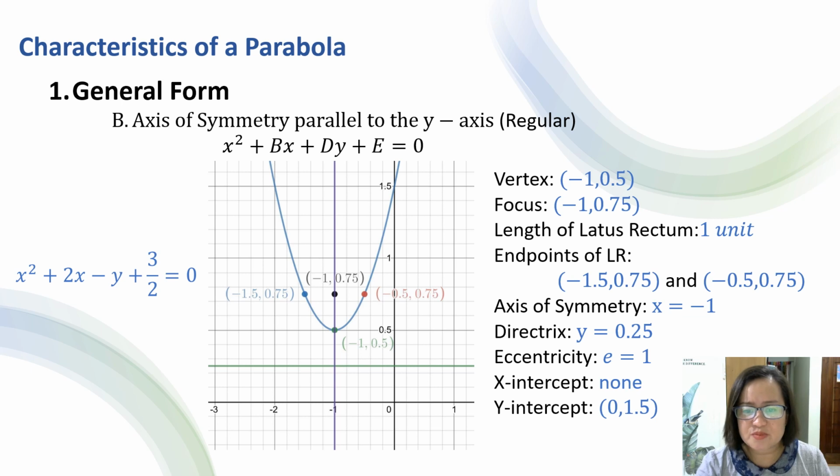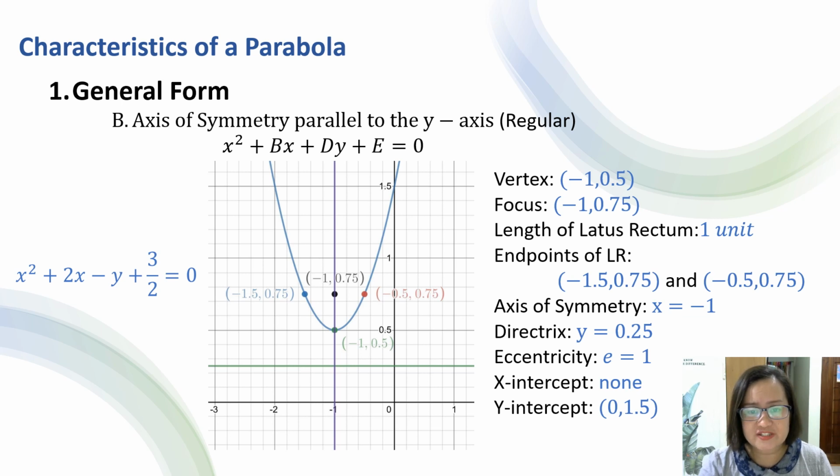The axis of symmetry is found at x equals -1. It is the vertical line that passes through the vertex and the focus. The directrix is given by the equation y equals 0.25. Notice that the distance of the directrix from the vertex and the distance of the focus from the vertex are the same.